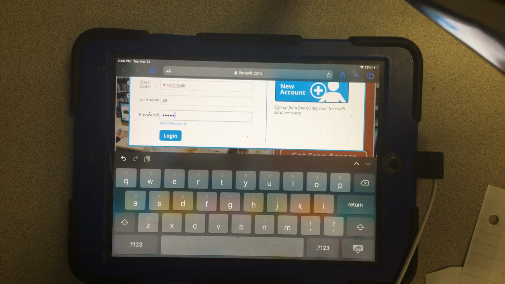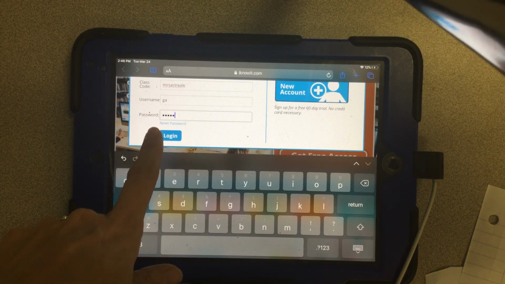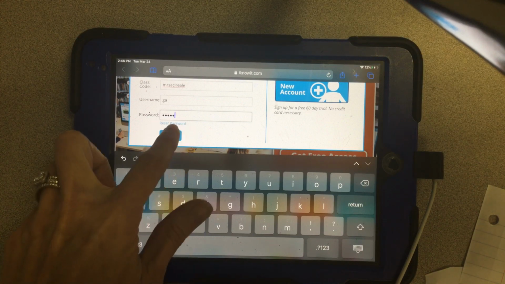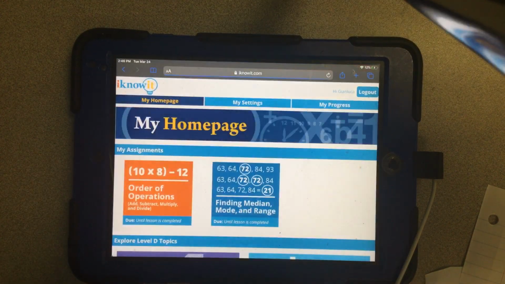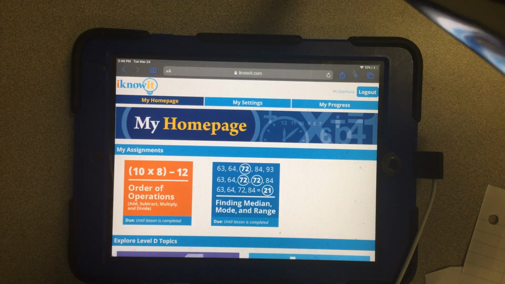If you have anything specific about yours, there are about 3 of you that I'm going to email your parents because you have a number associated with yours, but everybody else will be in this exact same format. Your username is your first initial, last initial, and your password is your first initial and the first 4 letters of your last name. Then you are going to log in, and it's going to show you your assignments there.